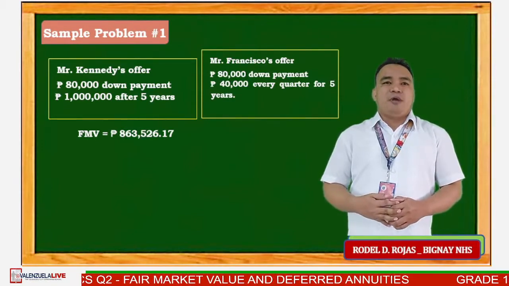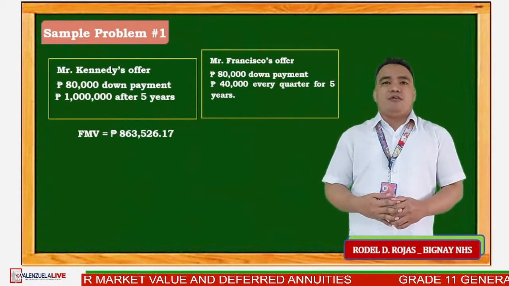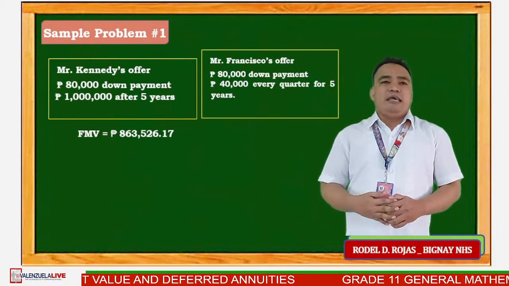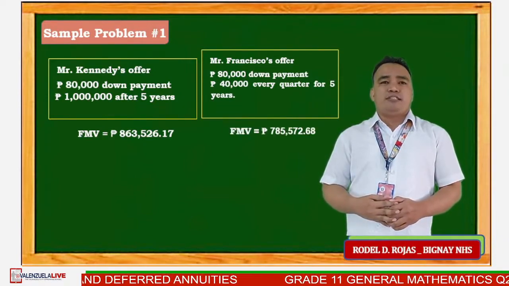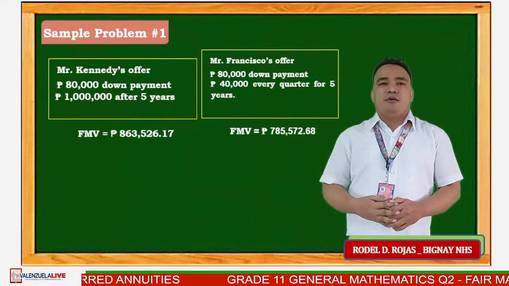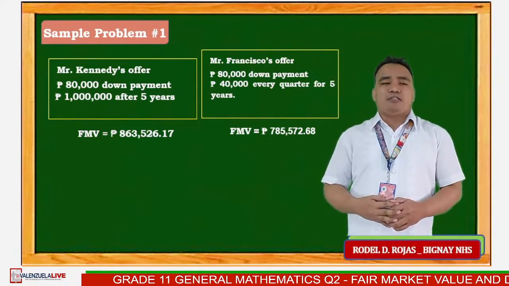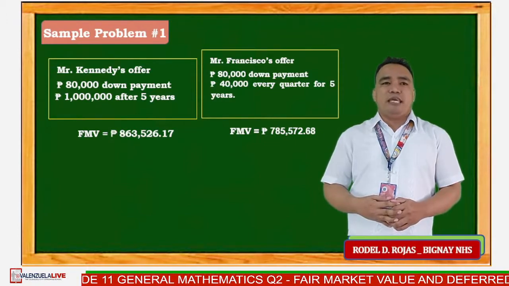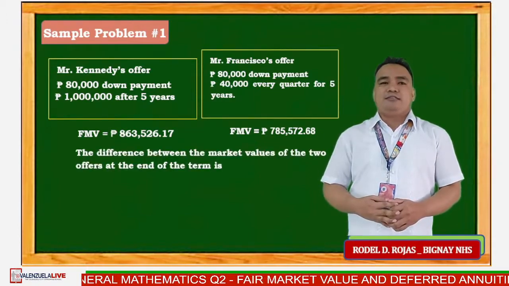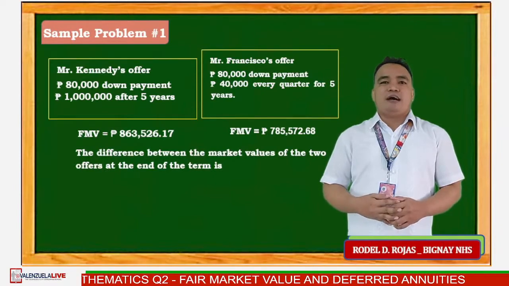Let us now answer the question in number 1, which offer has a higher market value? The fair market value of Mr. Kennedy's offer is 863,526.17 pesos, while Mr. Francisco's offer is 785,572.68 pesos. Hence, Mr. Kennedy's offer has a higher market value.